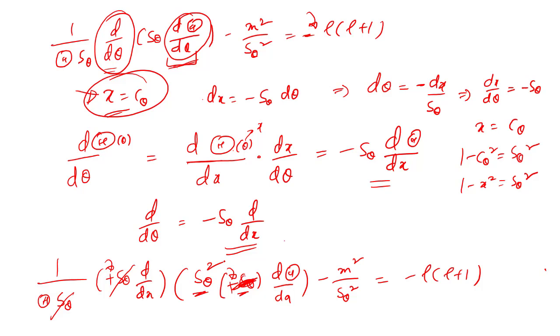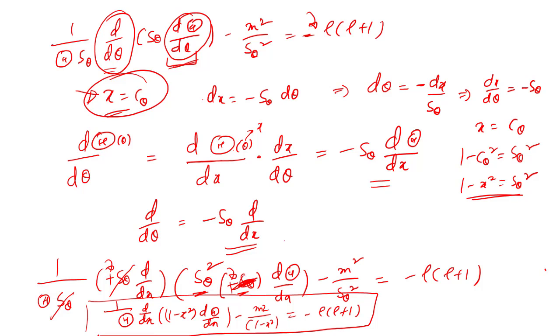And here I have sine theta times sine theta, so I can cancel this and just write it as sine theta square. Right? So I can rewrite this as 1 over theta d by dx. Sine theta square is 1 minus x square. Right? That is what it is here. Times d theta by dx minus m square by 1 minus x square is equal to minus L into L plus 1.